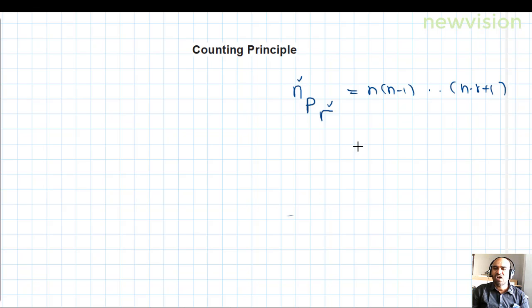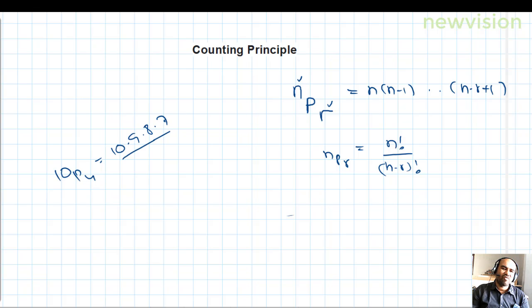Should remember, or sometimes this can be remembered as n factorial by n minus r factorial. That is not a big thing. No need to use any formula. For example, 10p4 you want, just reduce 10 four times, Nana. 10 into 9 into 8 into 7 completed. What will we get? That is 10p4. Okay.